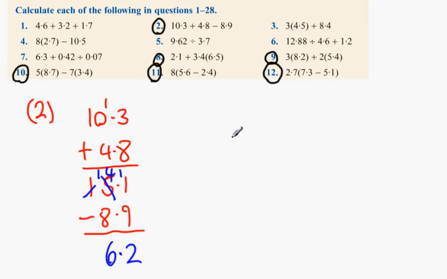6.2. Okay. Next one is number 8. You want me to do 2.1 plus 3.4 multiplied by 6.5. First thing we're going to do is get 6.5. We're going to multiply by 3.4.